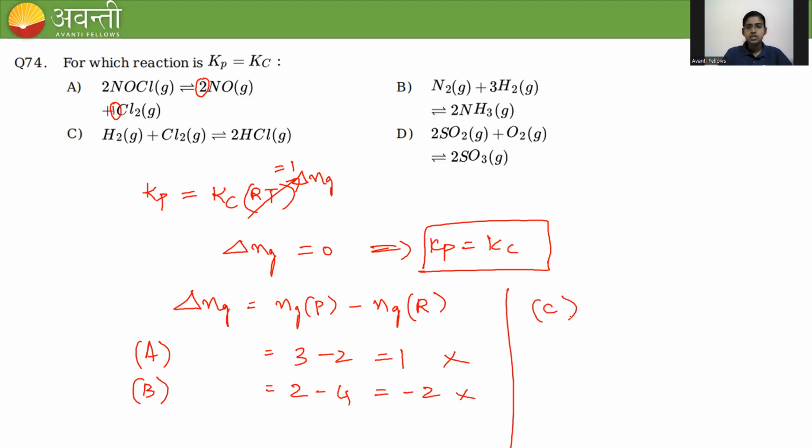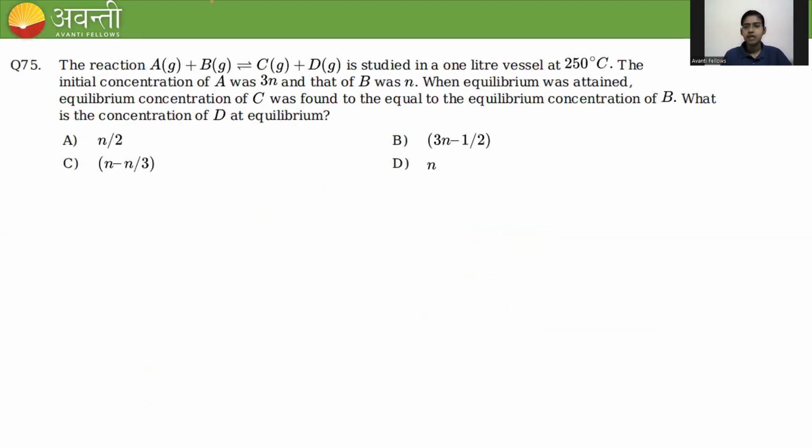Coming to option C, we have 2 moles of HCl and 1 plus 1, that is 2. So 2 minus 2 is 0. So here only delta Ng is coming out to be 0. So that is the correct answer. And coming to option D, the number of moles of product is 2 and the reactant is 3. So here it is minus 1. So it cannot be the answer. So in option C only we are getting 0 as the value for delta Ng. So that is the correct answer for this. Then coming to question number 75.